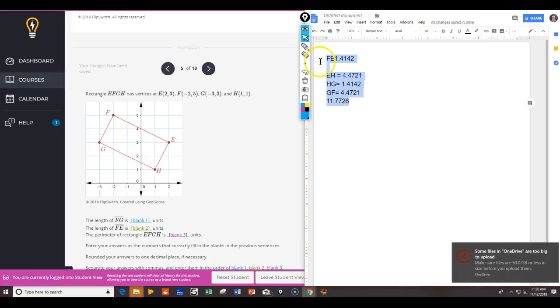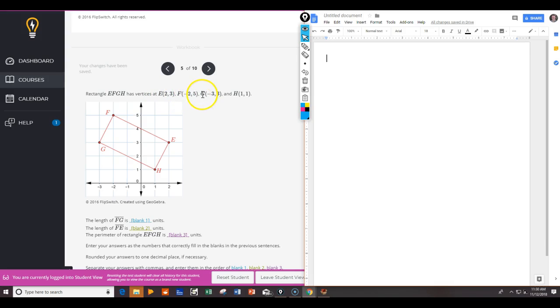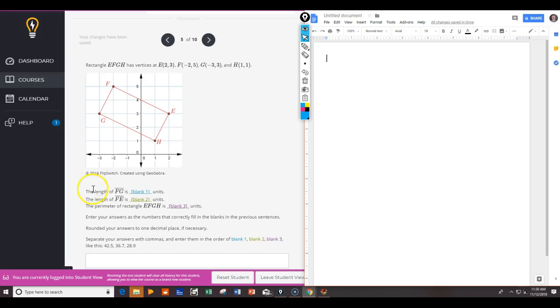Alright, welcome to question 5. Rectangle EFGH has vertices at E (2, 3), F (-2, 5), G (-3, 3), and H (1, 1). The length of the segment FG is blank units. The length of segment FE is blank units. The perimeter of rectangle EFGH is blank units.